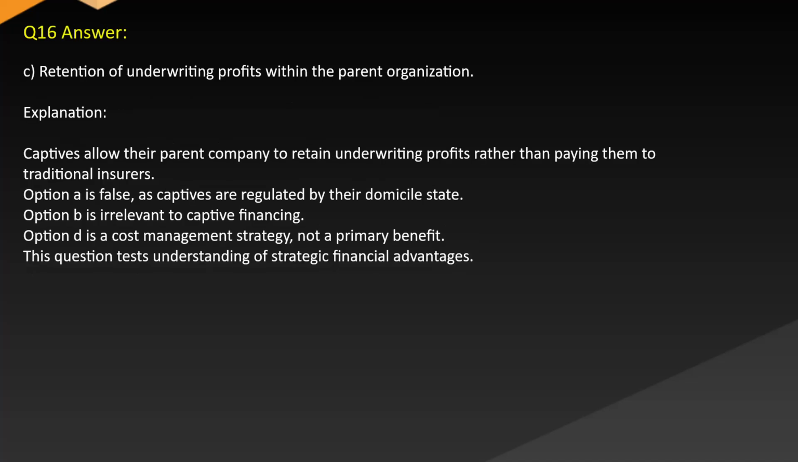Answer: C. Retention of underwriting profits within the parent organization. Explanation: Captives allow their parent company to retain underwriting profits rather than paying them to traditional insurers. Option A is false as captives are regulated by their domicile state. Option B is irrelevant to captive financing. Option D is a cost management strategy, not a primary benefit. This question tests understanding of strategic financial advantages.